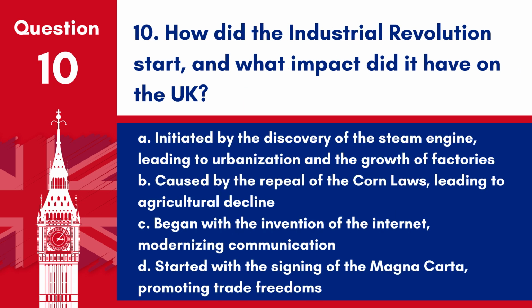Question 10. How did the Industrial Revolution start, and what impact did it have on the UK? A. Initiated by the discovery of the steam engine, leading to urbanization and the growth of factories. B. Caused by the repeal of the Corn Laws, leading to agricultural decline. C. Began with the invention of the Internet, modernizing communication. D. Started with the signing of the Magna Carta, promoting trade freedoms.